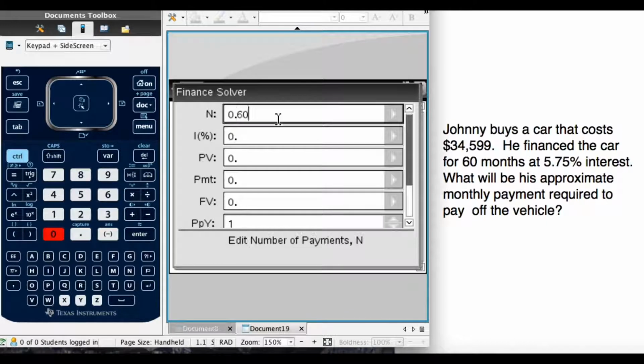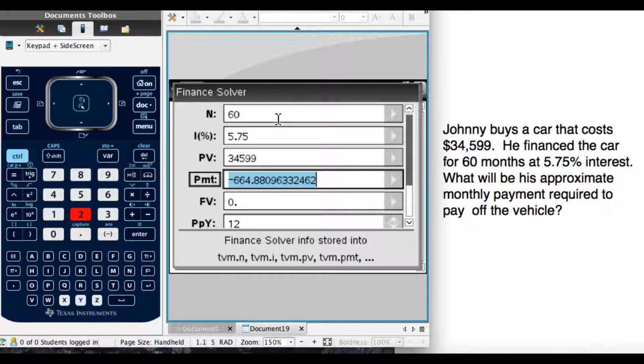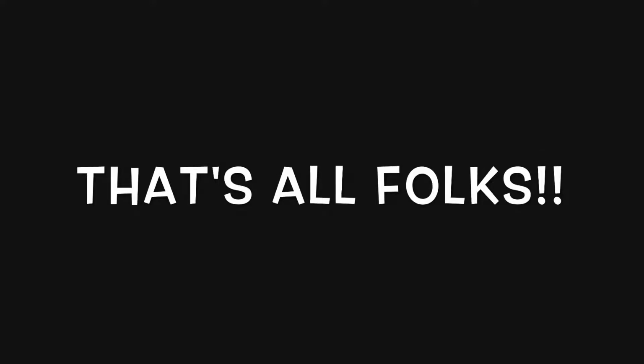So with 60 months, that is N. So N is 60, the interest is 5.75. Here the present value is how much the car is worth, so $34,599. The payment we don't know, and we want to pay off the car, so future value is 0. When you calculate the payment, you get negative $664.88. Notice payment and present value need to be opposite signs here. And that is time value of money.